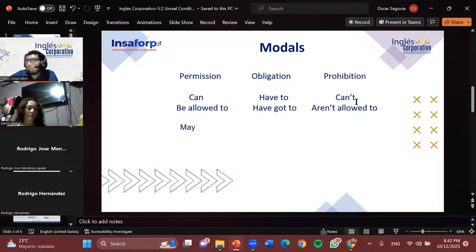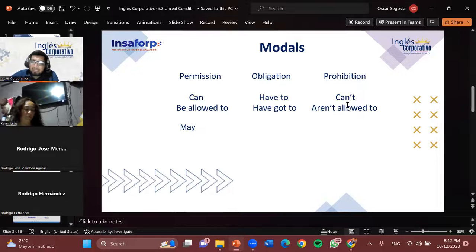Or what else? Maybe saying, you can't listen to loud music when you're at your office. That's another prohibition. So yeah, you can listen to music, but not in a loud way. You have to keep it low. So all prohibitions, all rules or counter rules, are normally expressed with can't.